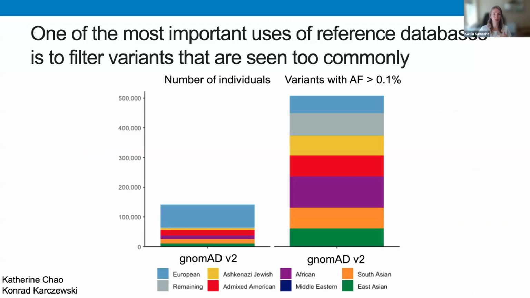So given that this is important, we wanted to visualize what we see as we move from the V2 dataset to V4. So I'm showing you the number of individuals in gnomAD V2 on the left and the number of variants with this 0.1% allele frequency on the right. So these are the ones that you'd filter out. So gnomAD V2, you could filter out 500,000 variants just based on that data set alone.